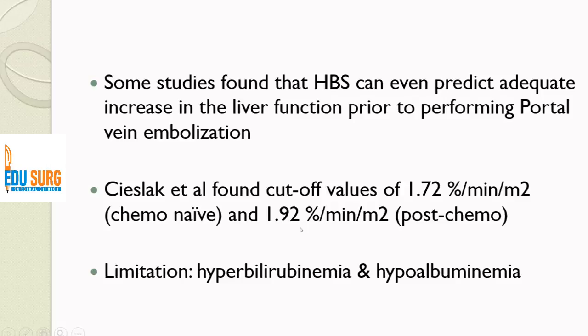There are two limitations for performing the mebrofenin scan. One is hyperbilirubinemia, because mebrofenin and bilirubin compete with each other for hepatocellular uptake. Therefore, the higher the bilirubin, the poorer the hepatocellular uptake of mebrofenin. Also, albumin is required as a transporter for mebrofenin in the circulation. So in hypoalbuminemia, there can be falsely reduced hepatocellular uptake.